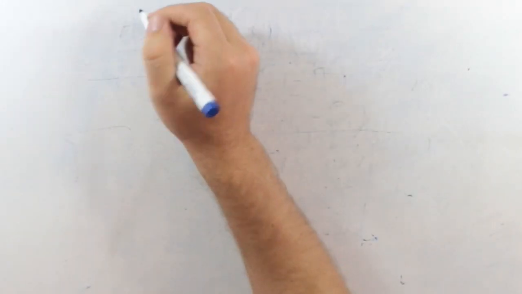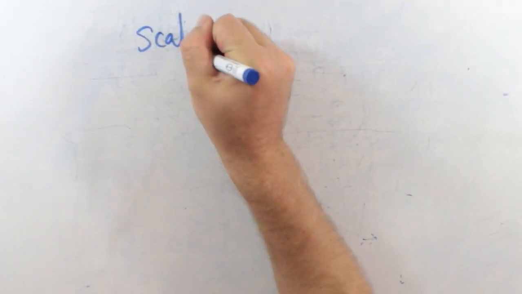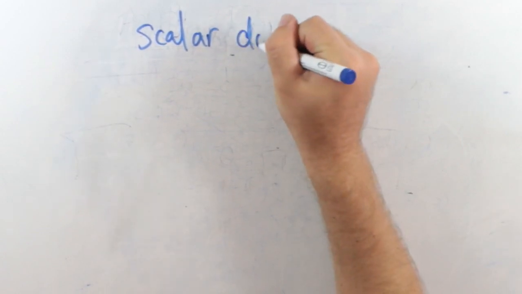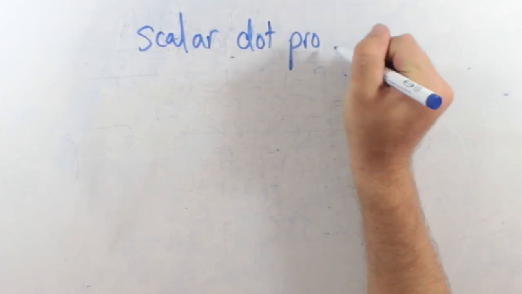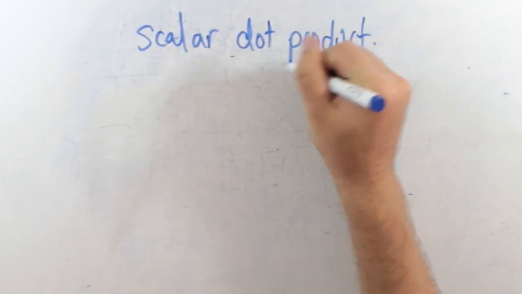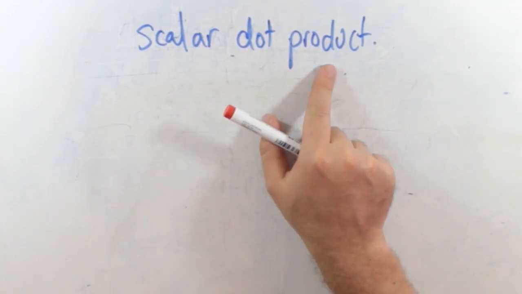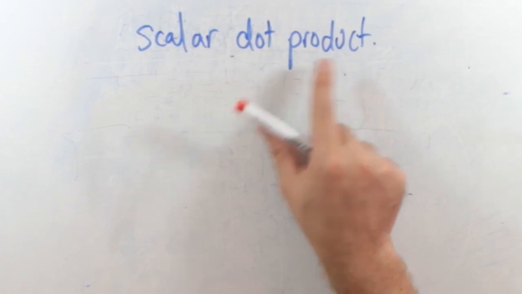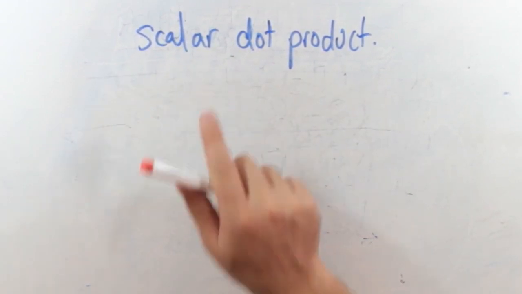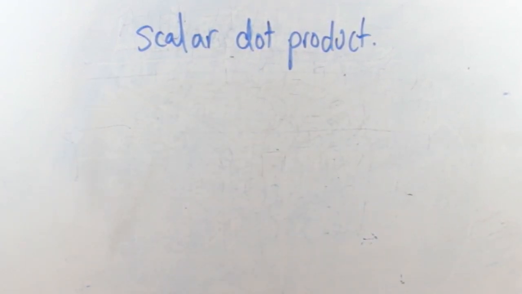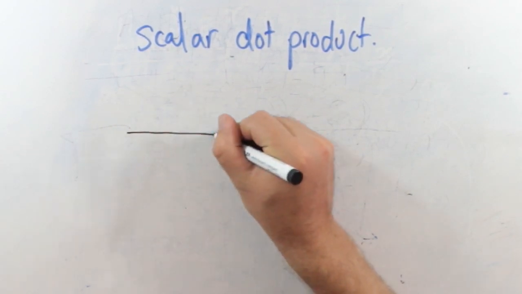Okay, we're going to talk about the scalar dot product of vectors. Scalar dot product. So product means to multiply. So you might guess that this is a way to multiply vectors together and the answer is a scalar. To try and give some intuition about this, it's a little bit difficult.